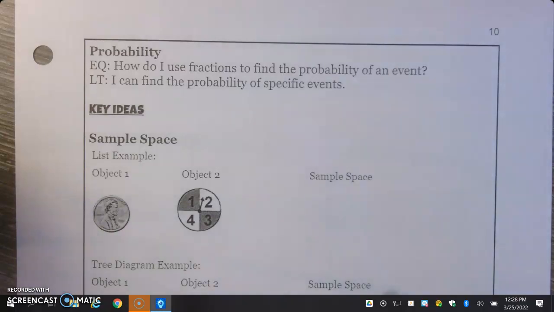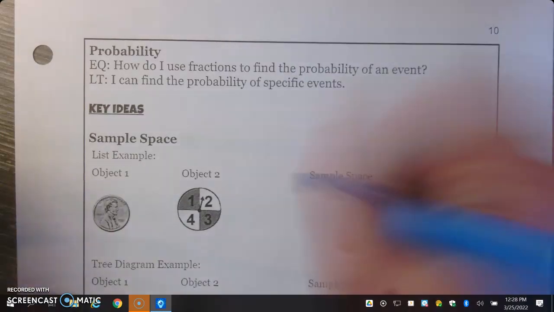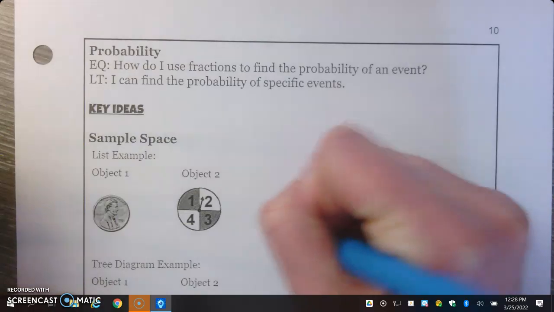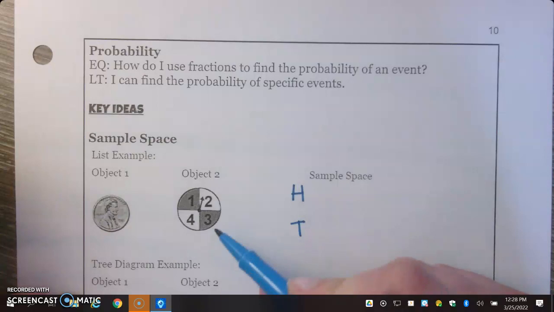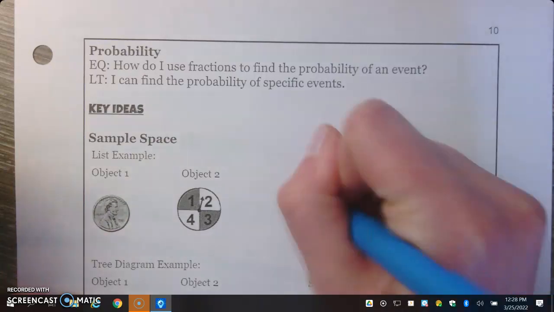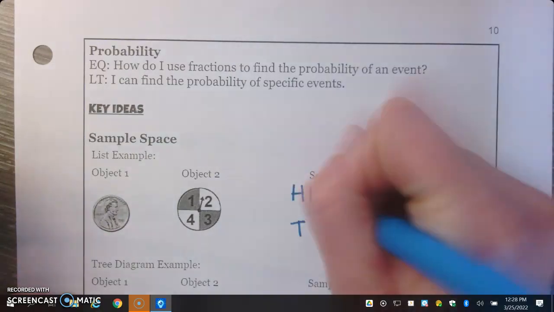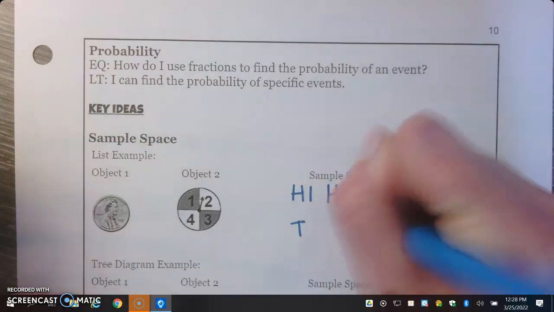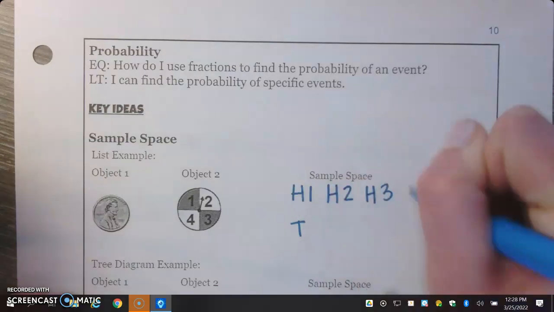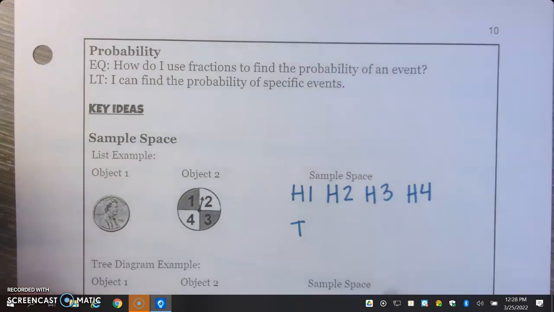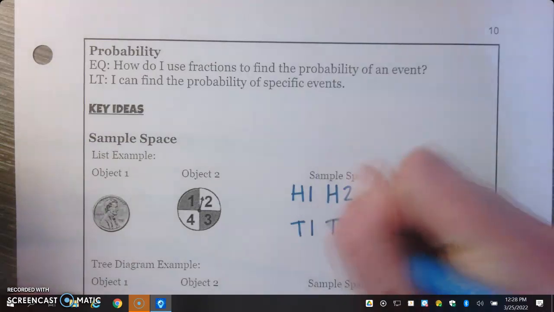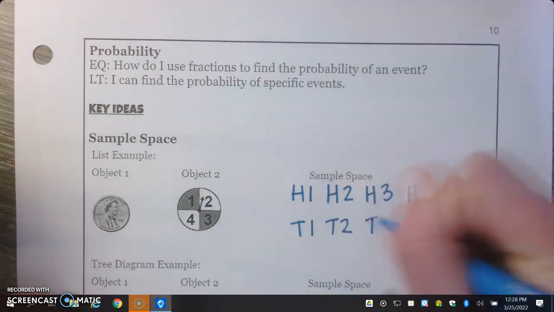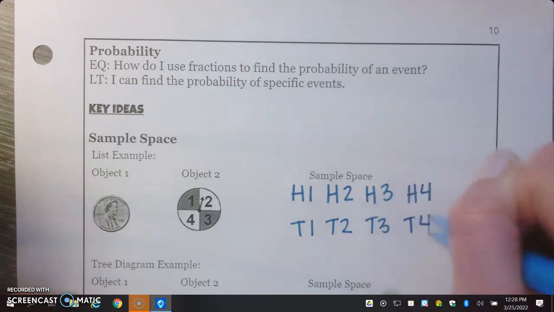So what are my options that I could flip for the coin? Well, we know we could flip heads or tails. So let's say I flip heads. What could I spin on my spinner? I could spin a 1. What if I flipped heads and I spun a 2? Heads and 3. I could have gotten a heads and spun a 4. Otherwise, I could have flipped a tails. If I flipped tails, I could have spun a 1. I could have flipped tails and spun a 2, tails and 3, tails and 4.